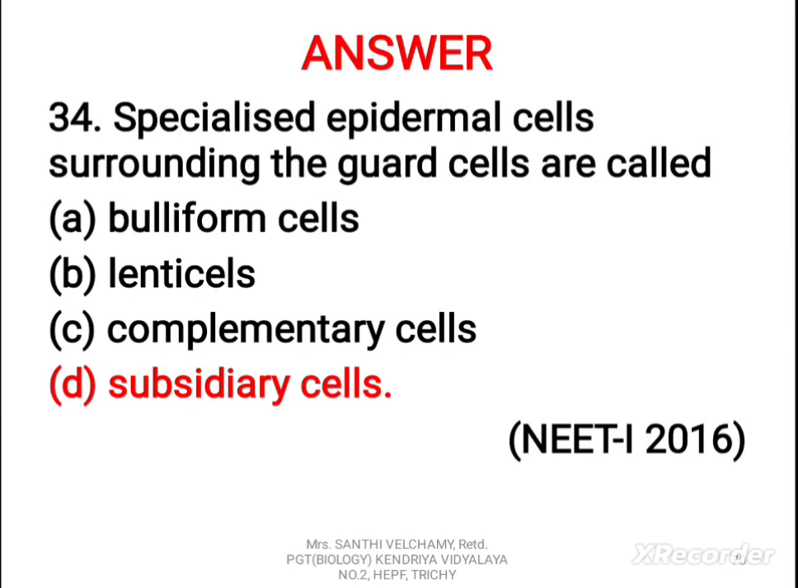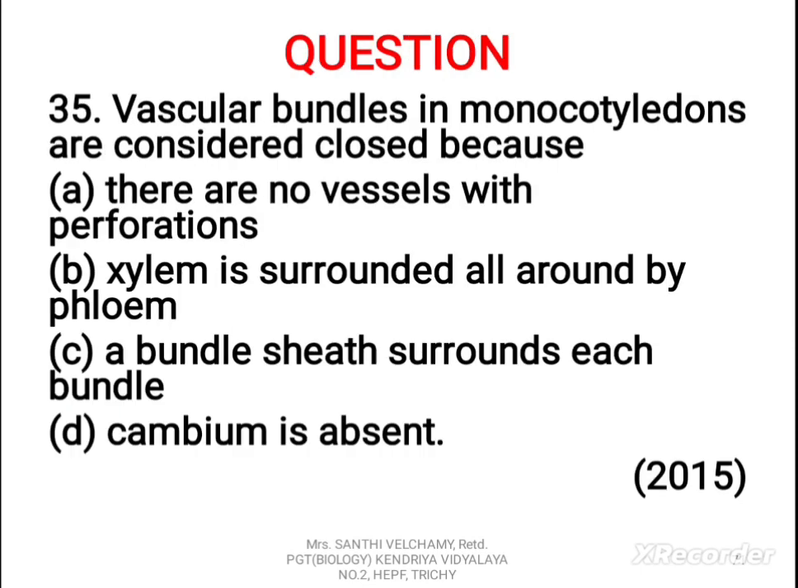Now the next, 35th question. Vascular bundles in monocotyledons are considered closed because A. There are no vessels with perforations, B. Xylem is surrounded all around by phloem, C. A bundle sheath surrounds each bundle, D. Cambium is absent. The correct answer is D. When you observe, the cambium is absent in monocotyledons. That's why we call them closed vascular bundles.